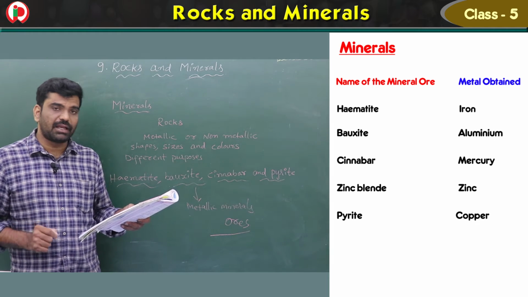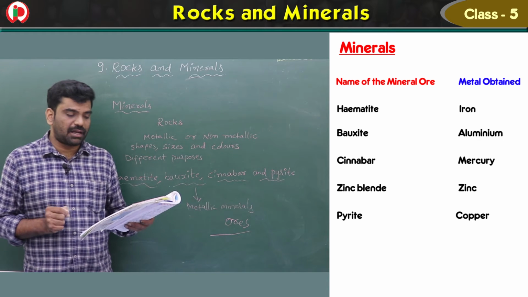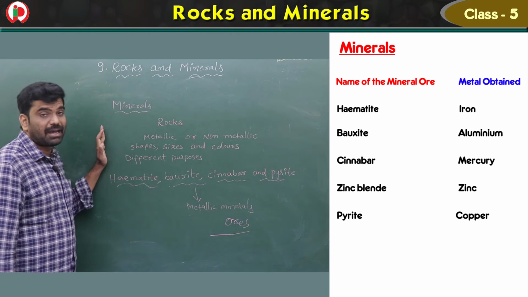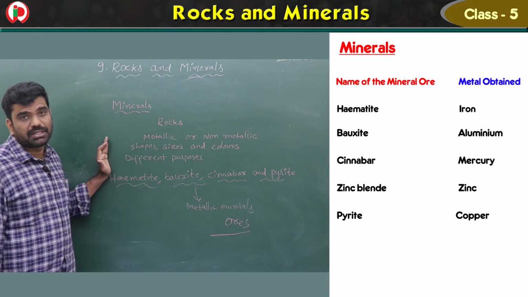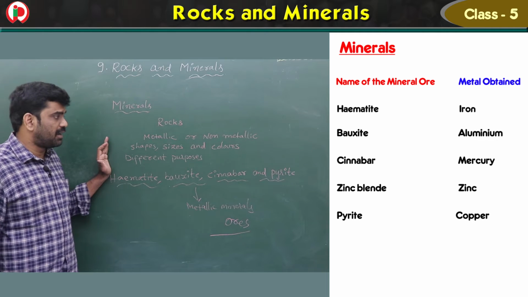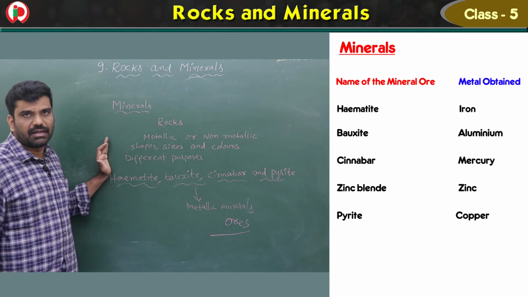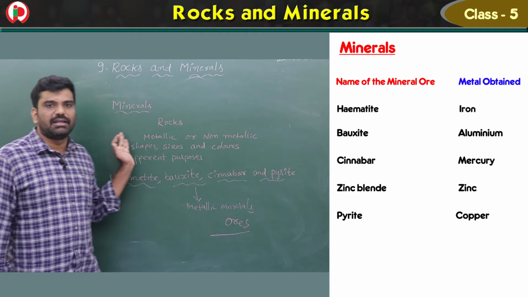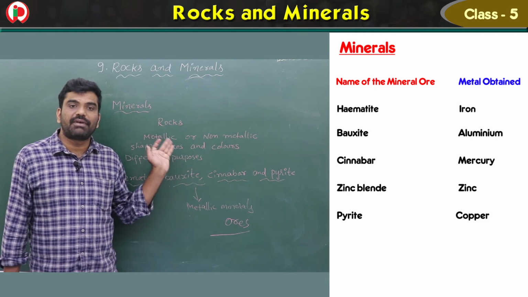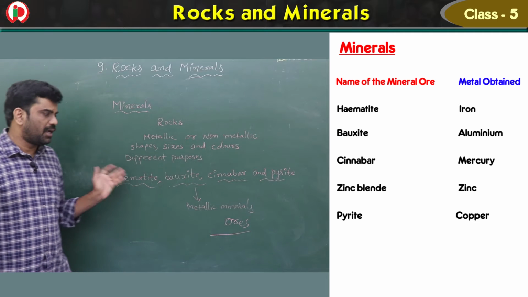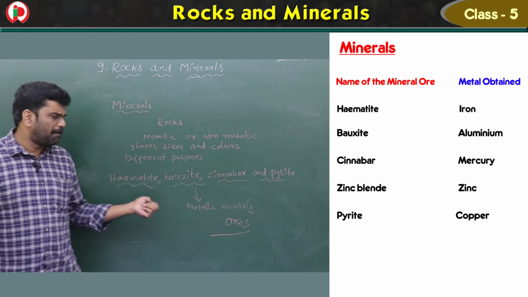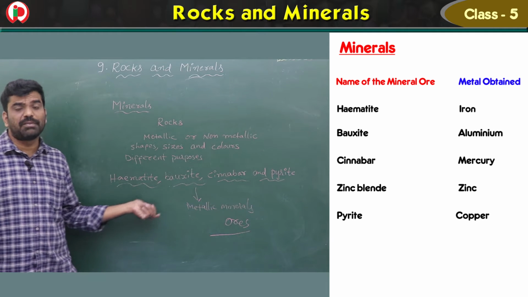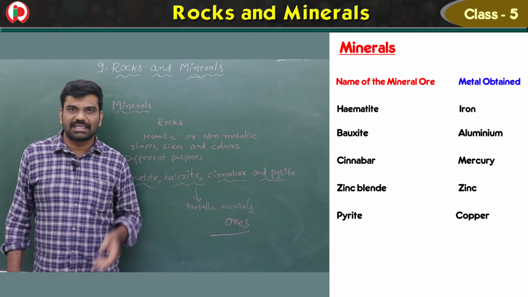So once again I am telling, all rocks are made up of minerals. They can be of two types: metallic and non-metallic. They can be of different shapes, different sizes and different colors, and these can be used for different purposes. Now we have hematite, bauxite, cinnabar, pyrite. These are metallic minerals or ores. From these, metals can be extracted.